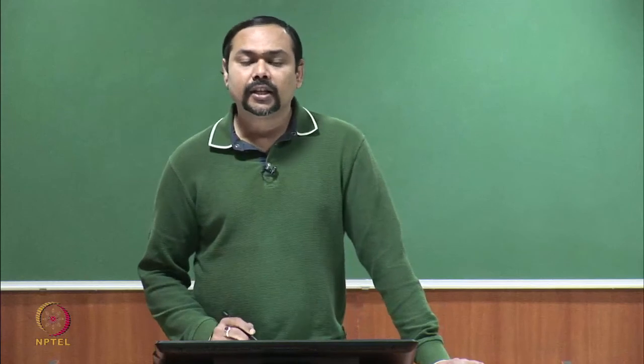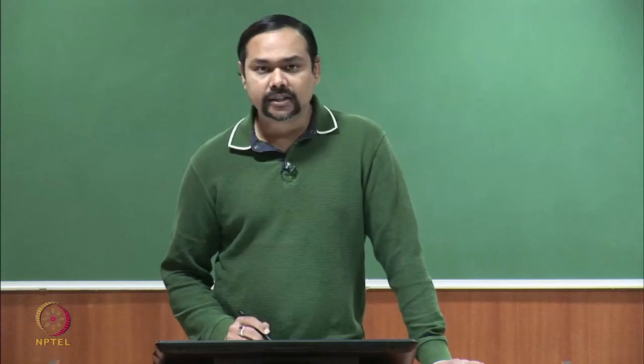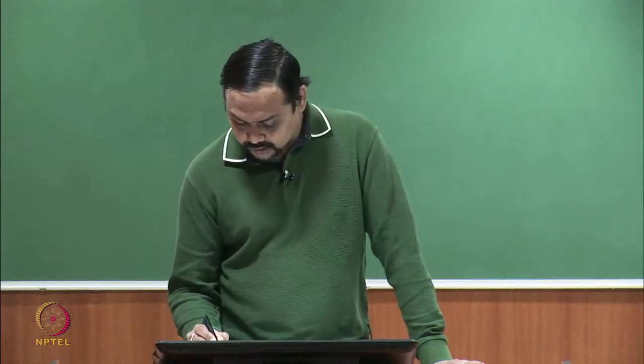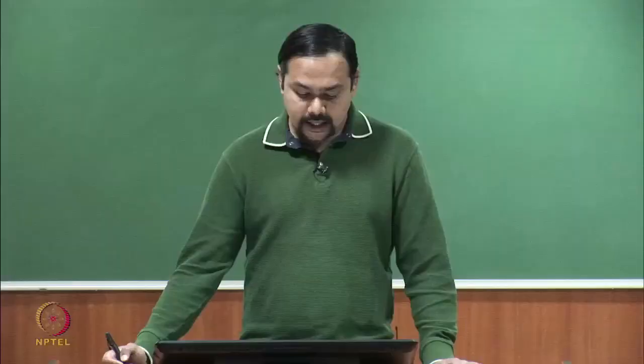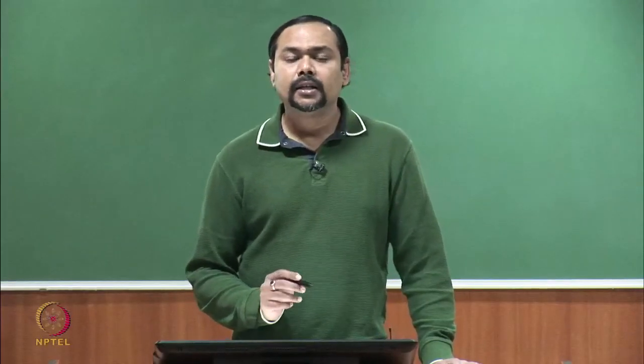Now, there are some vectors which are even larger in size. So, this is shown in this space vector diagram. This will form the boundary of the space vector diagram. Again I will use the dotted line to show you the inner hexagon here, and you have the outer vertices of this hexagon. These are called the large vectors.